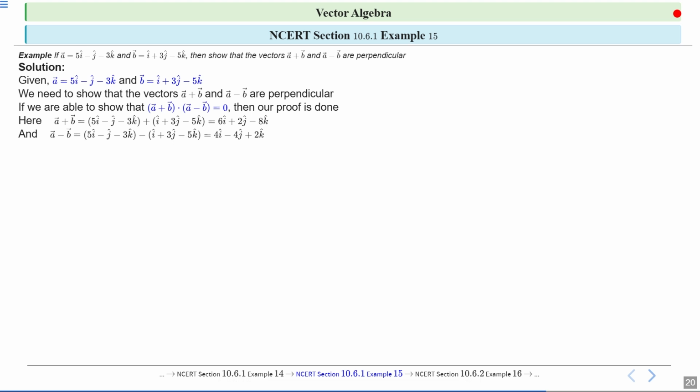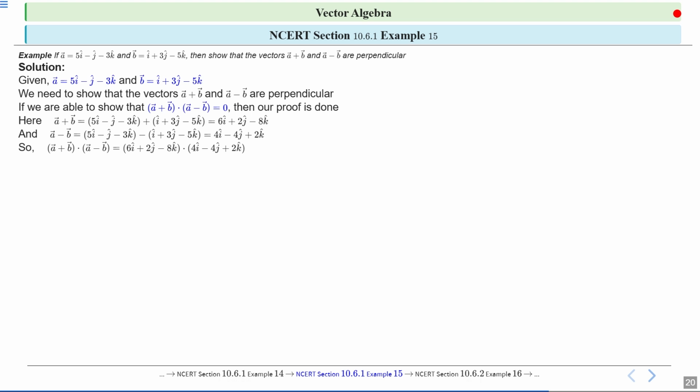And A vector minus B vector will be equal to 5 i cap minus j cap minus 3 k cap minus (i cap plus 3 j cap minus 5 k cap), which is equal to 4 i cap minus 4 j cap plus 2 k cap, right? So this is our new A vector minus B vector.